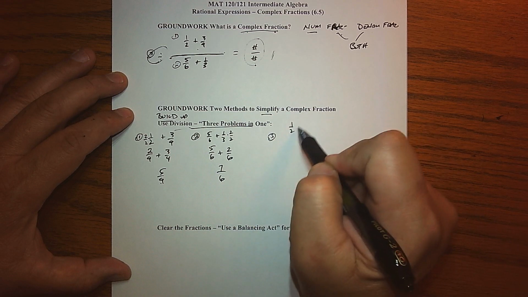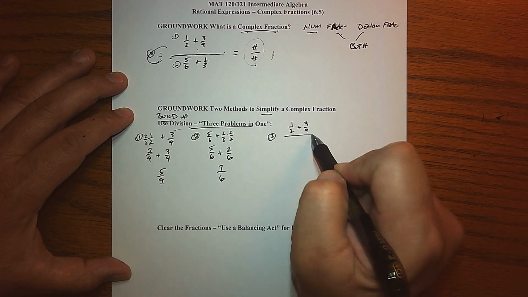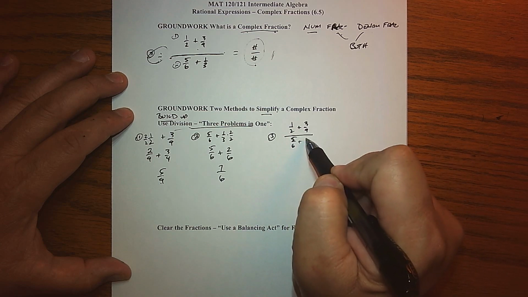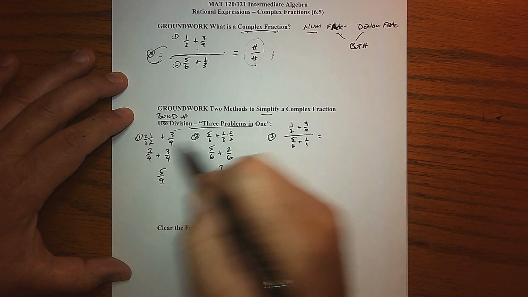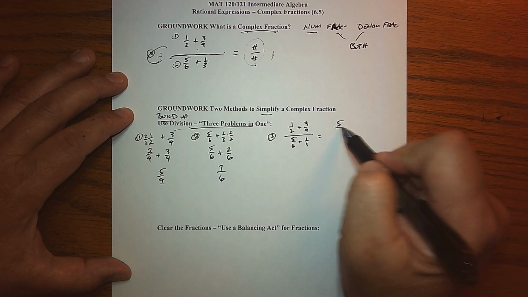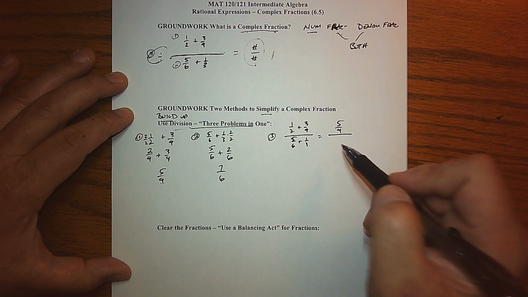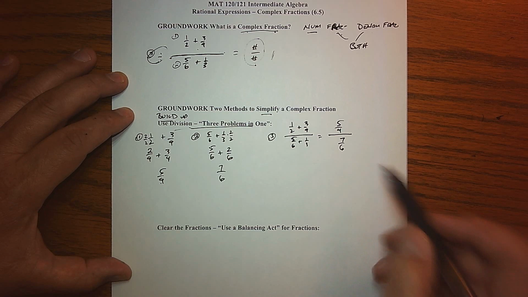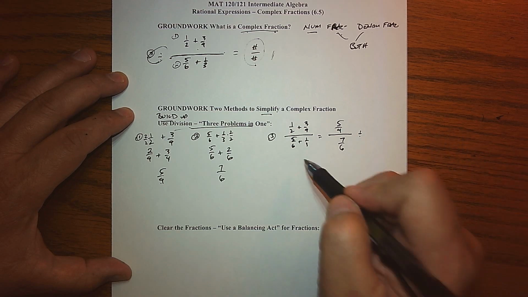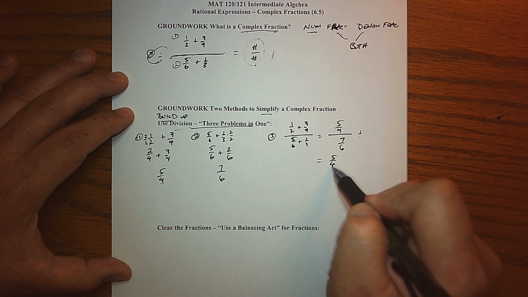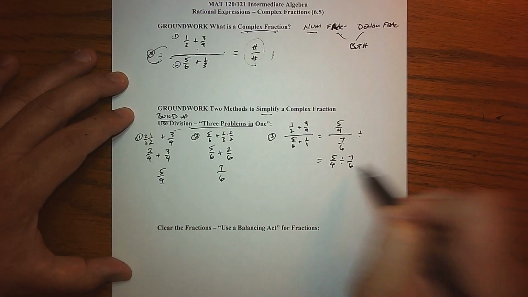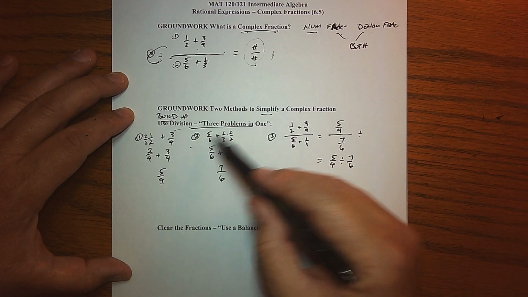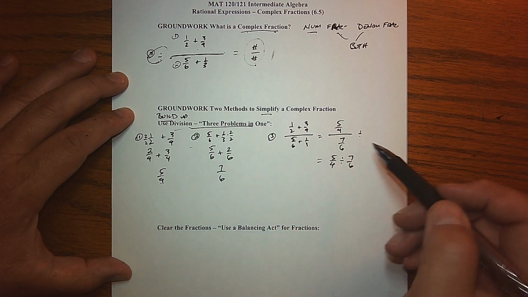So we started off with the complex fraction 1/2 plus 3/4 over 5/6 plus 1/3. And from our previous work, we now know that the top fraction is 5/4 and the bottom fraction is 7/6. So we have a division to do. So let me rewrite this. This is the fraction 5/4 divided by the fraction 7/6. So we built up, the first, second, third problem, we basically built up to a division.